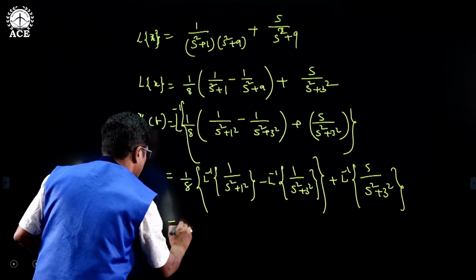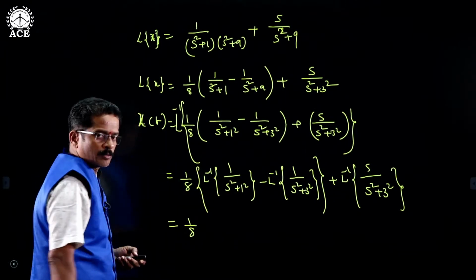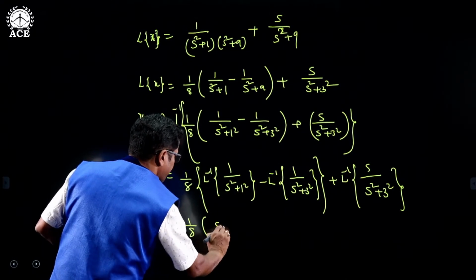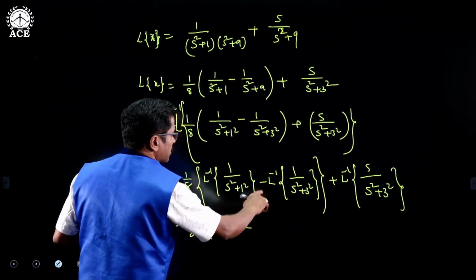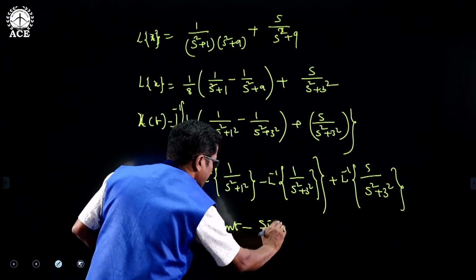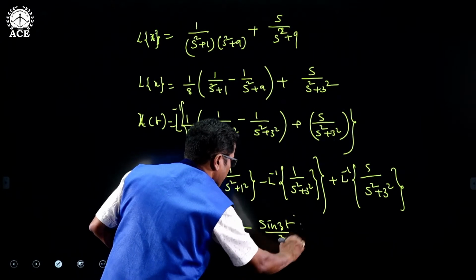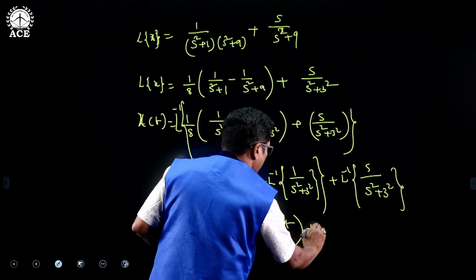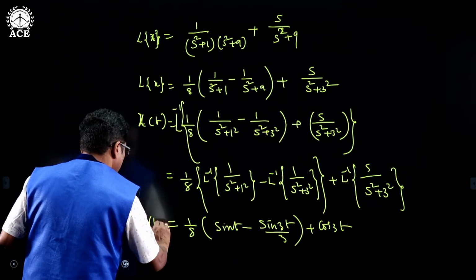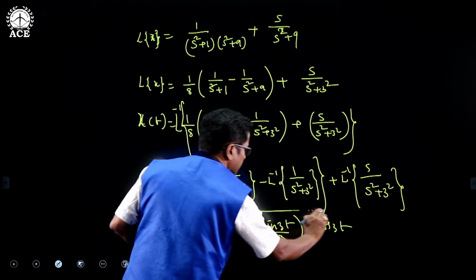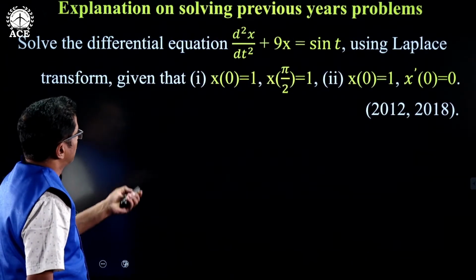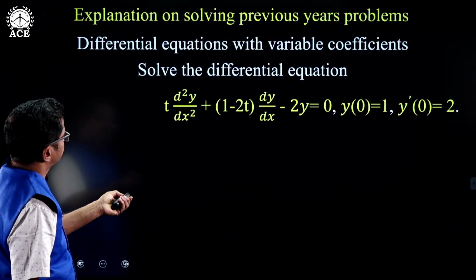Okay, so which is equal to 1 by 8 into L inverse of 1 by s square plus 1 square, which is going to be sin t, minus L inverse of 1 by s square plus 3 square, which is going to be sin 3t by 3, plus cos 3t. This is x of t. Okay, so this is the problem which I discussed.